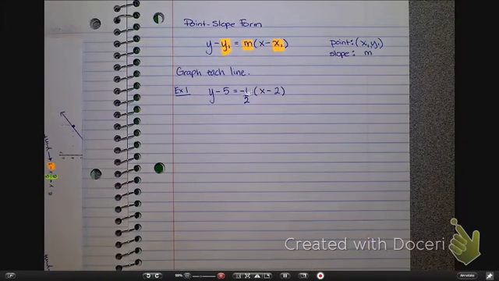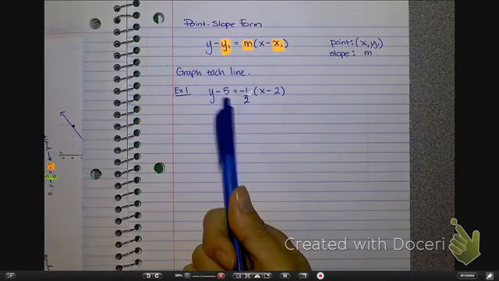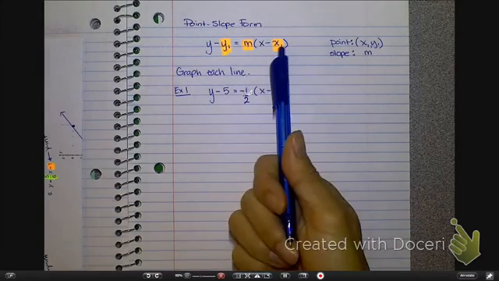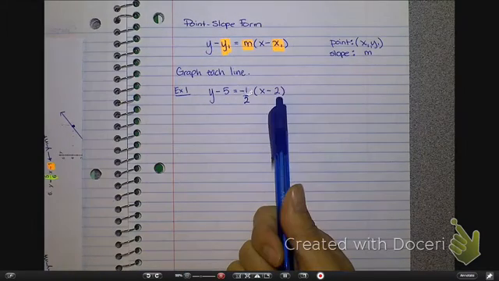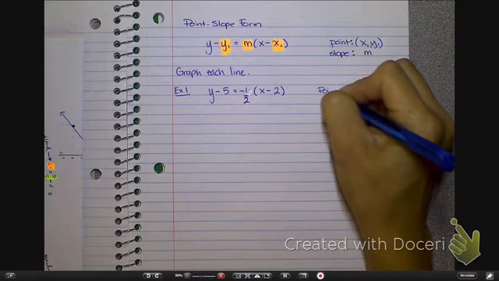Alright, so here's your first line that we're going to graph. Y minus 5 equals negative 1/2 times x minus 2. So in this format, what we're trying to do first is identify what is our point and what is our slope. So the point comes from what number is being subtracted with the y and what number is being subtracted with the x. These two numbers are going to tell us our point that's on our line.